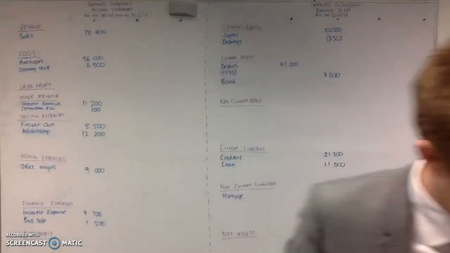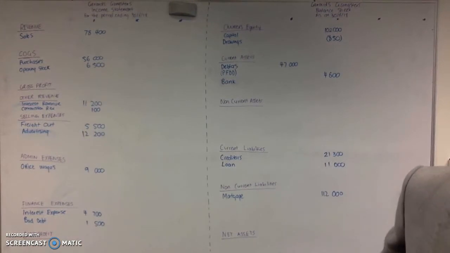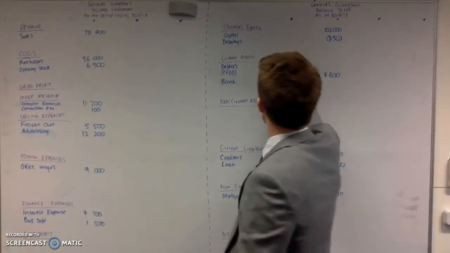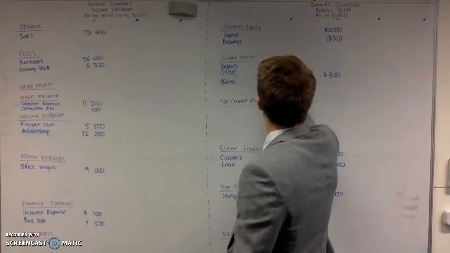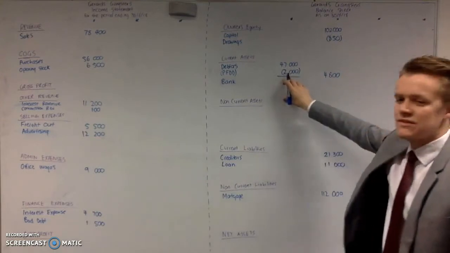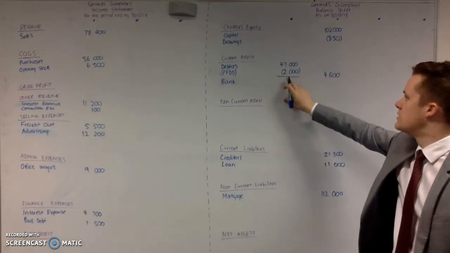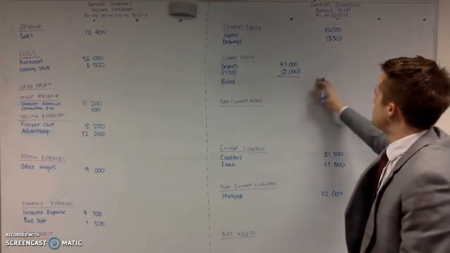Next one, provision for doubtful debts. So this is the new one we've been learning about. It's a negative current asset. The value we've got is $2,000. So this is one of the special accounts that comes into that first column, and it's a negative current asset, so it's got brackets around it.